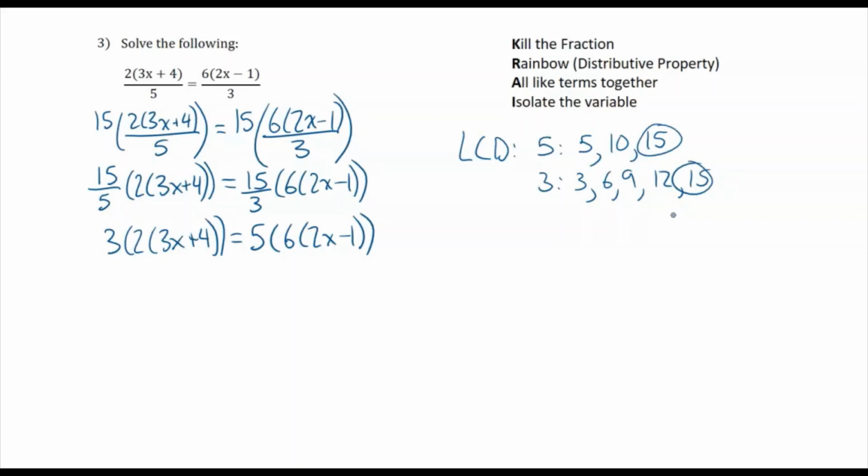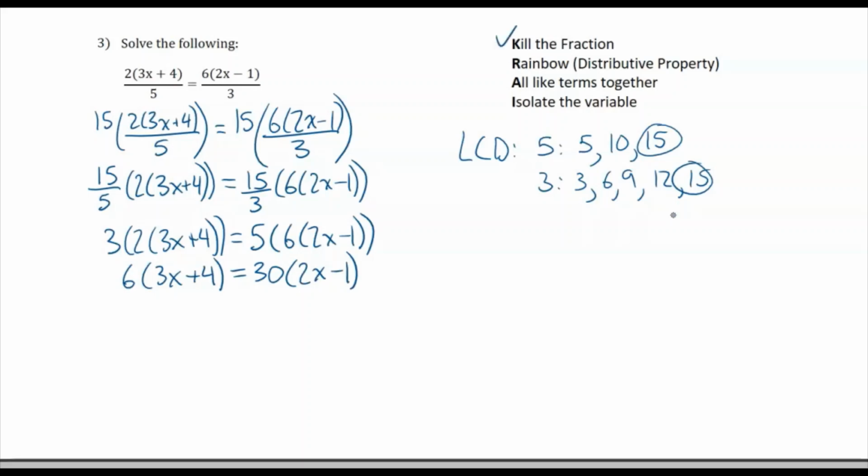And so what we're going to do first is we're going to multiply 3 times 2, going to get that number, and then write that out in front of the binomial. A binomial is just something that has 2 terms in it. So the 3x plus 4 is a binomial. So 3 times 2 is 6. 6 times 3x plus 4. 5 times 6 is 30 times 2x minus 1. And so now it looks pretty good, right? We've killed the fraction. We're ready to do this rainbow, or this distributive property now. And so we're going to go 6 times 3x and 6 times 4.